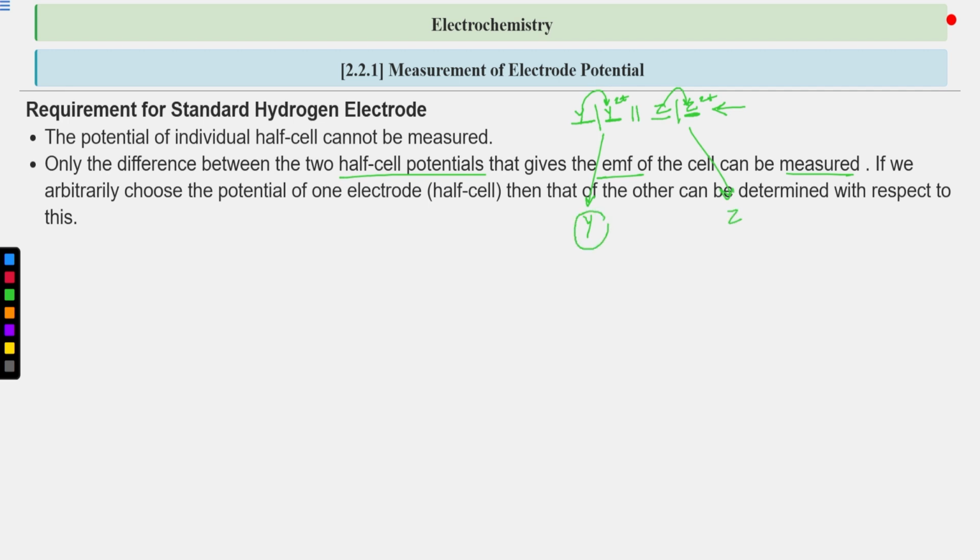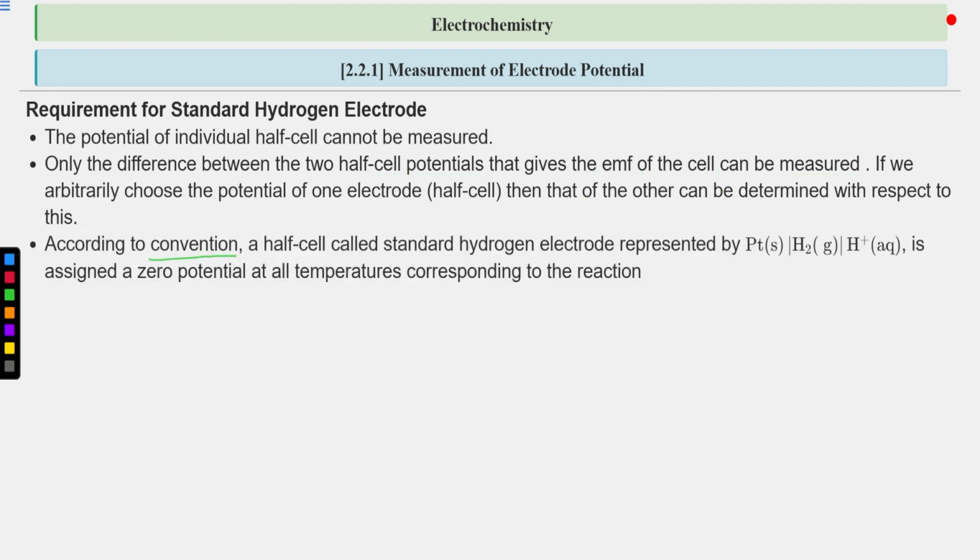Now, if you want to determine the potential of one half cell, you cannot do it. You cannot measure the individual potential of this half cell, but you can definitely find the difference between the two half-cell potentials. Let's suppose Y and X. These are the two half cells. You can determine their difference in potentials, which will give the EMF of this overall cell. If we arbitrarily choose the potential of one electrode or one half cell, then that of the other can be determined with respect to this. If you have the difference between the two half-cell potentials for a particular cell, then you can choose the potential of any one half cell, and then you can find out the other half-cell potential. So this is what this point is saying.